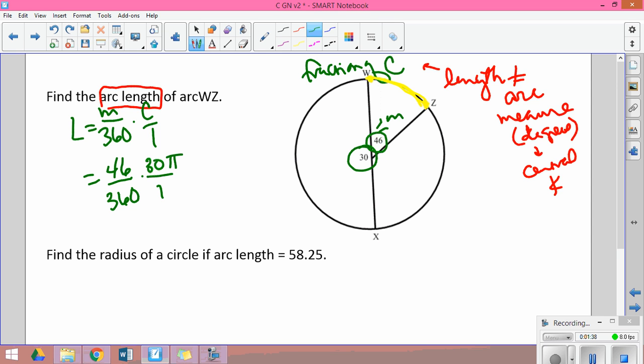Now you could go to your calculator and you could just multiply the numerator straight across and divide by 360. Or if you want, you can do some canceling, and 30 and 36 cancel. And so I would have 46 pi over 12. 46 and 12 cancel, common factor of 2, so I have 23 pi over 6. You can leave that as your exact answer, or at that point you can go to your calculator and find out that your approximate arc length is 12.04 units.